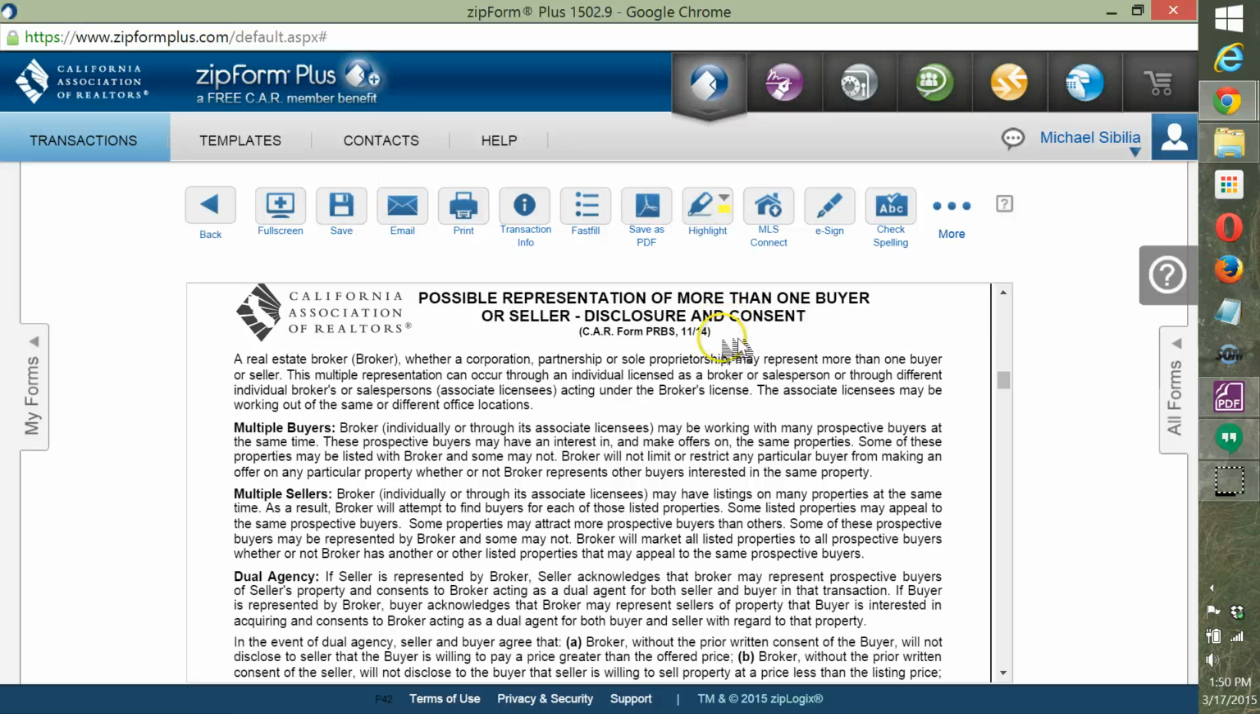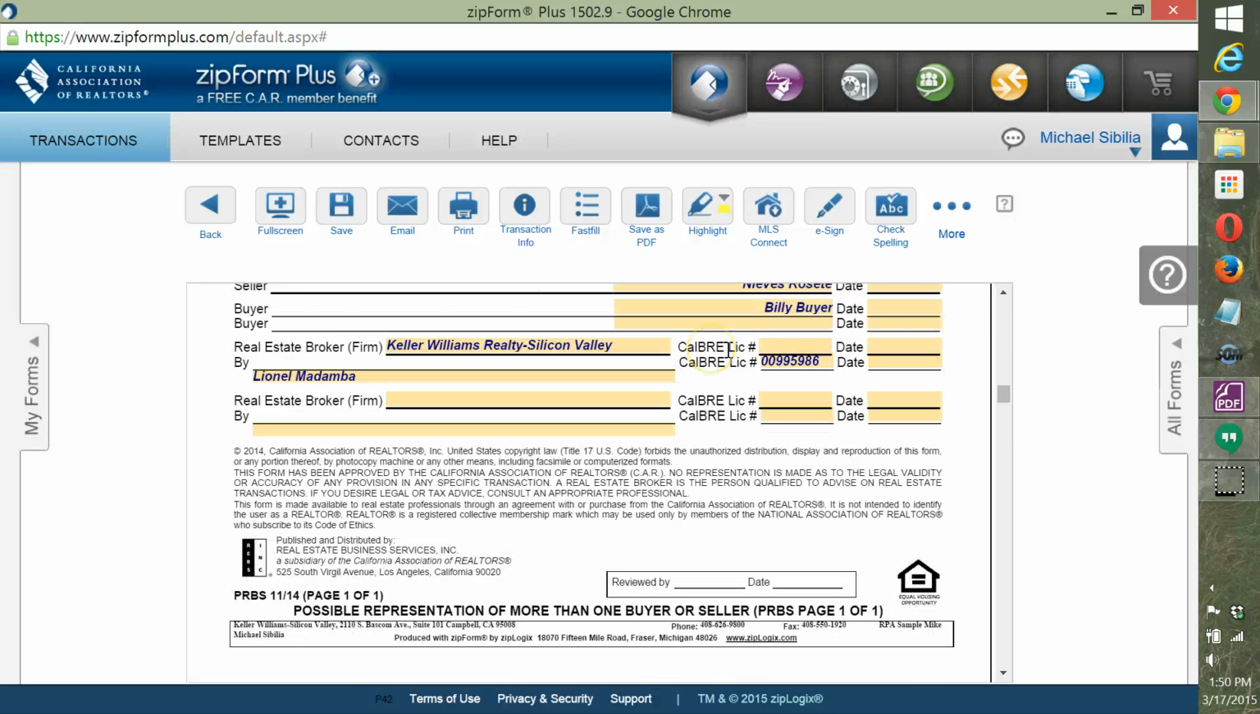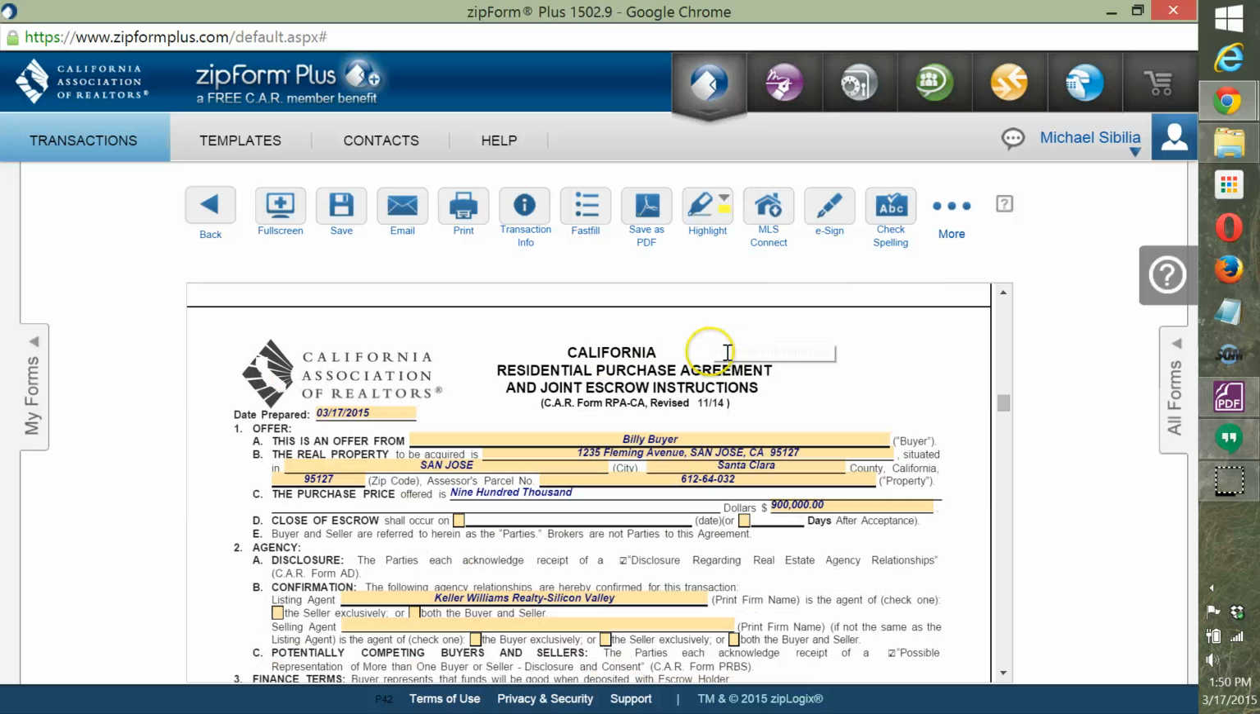So if you've got two offers, two buyers for the same house, what you do is you pick the strongest one and refer the other one to some other agent. But you have to explain that we might be representing more than one buyer on the same house, and they might be bidding against a buyer from one of our agents. Just saying. So now we've come to the fun part. Here's the purchase contract. Notice how much of this has already been filled out.